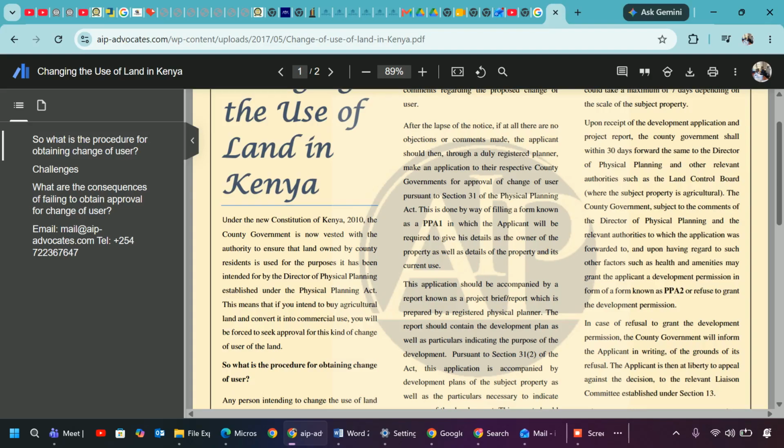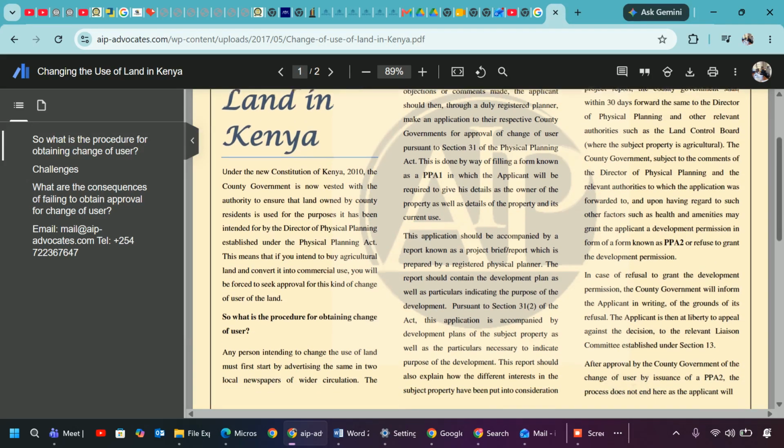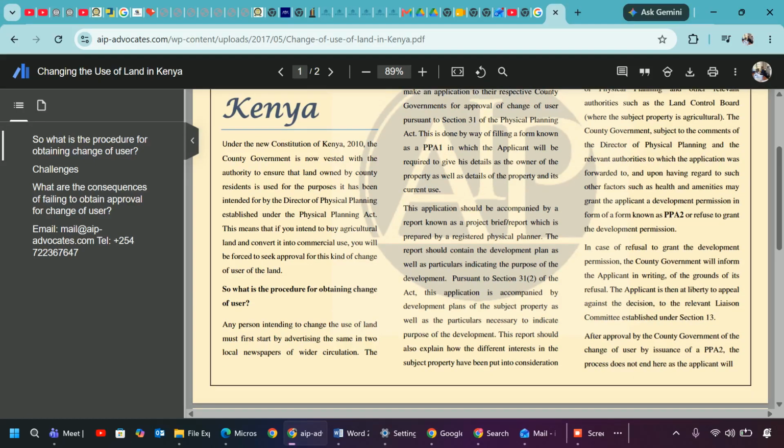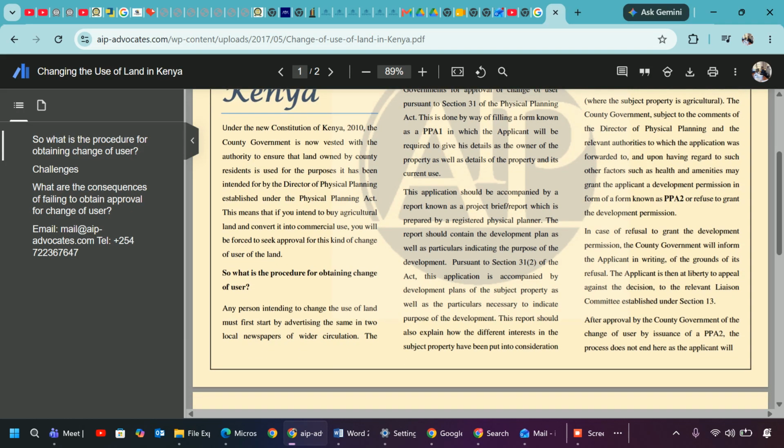This is by way of filing a form known as PPA1, in which the applicant will be required to give his details as the owner of the property, as well as details of the property and its current use. So the form PPA1 is the details of the applicant, the details of the property, and its current use. This application should be accompanied by a report known as a project brief or report, which is prepared by a registered physical planner. The report should contain the development plan as well as particulars indicating the purpose of the development.